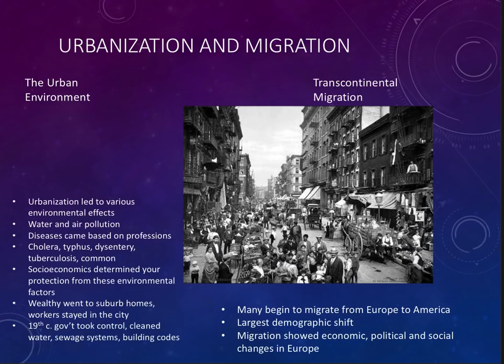In terms of urbanization and migration, with the urban environment, we're talking about the city. This is where people were living in the city. So this would be a good example of urbanization. You can see the apartments and the buildings. People are living there. Urbanization led to various environmental effects. Definitely a lot of water and air pollution. They didn't necessarily associate that the smoke that was being put out of these factories was harming the environment.